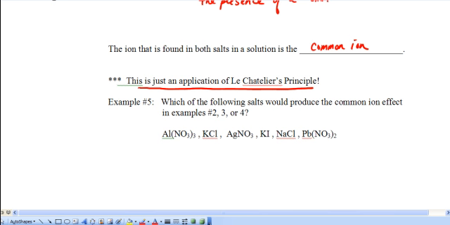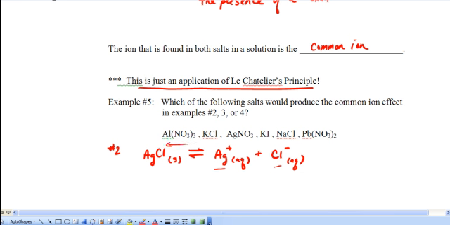Well, in reaction number 2, you had silver chloride dissolving, at least to a very small extent, to form silver ions and chloride ions. So anything that will produce silver ions or chloride ions will produce the common ion effect. Why? Because anytime you add something to the product side, it's going to shift the equilibrium back to the left. And if you shift equilibrium back to the left, that means that less solid can dissolve, more solid would be produced.